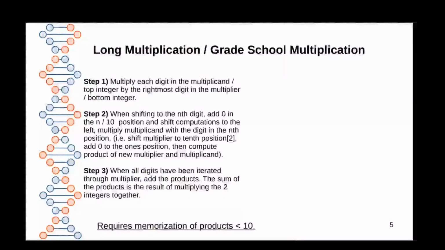The method you're probably most familiar with is a method of multiplication called long-form multiplication, or more commonly known as the grade school multiplication algorithm. Let's say we have two integers, x and y. We start by stacking the two integers. The top value is known as the multiplicand, and the bottom value is known as the multiplier.